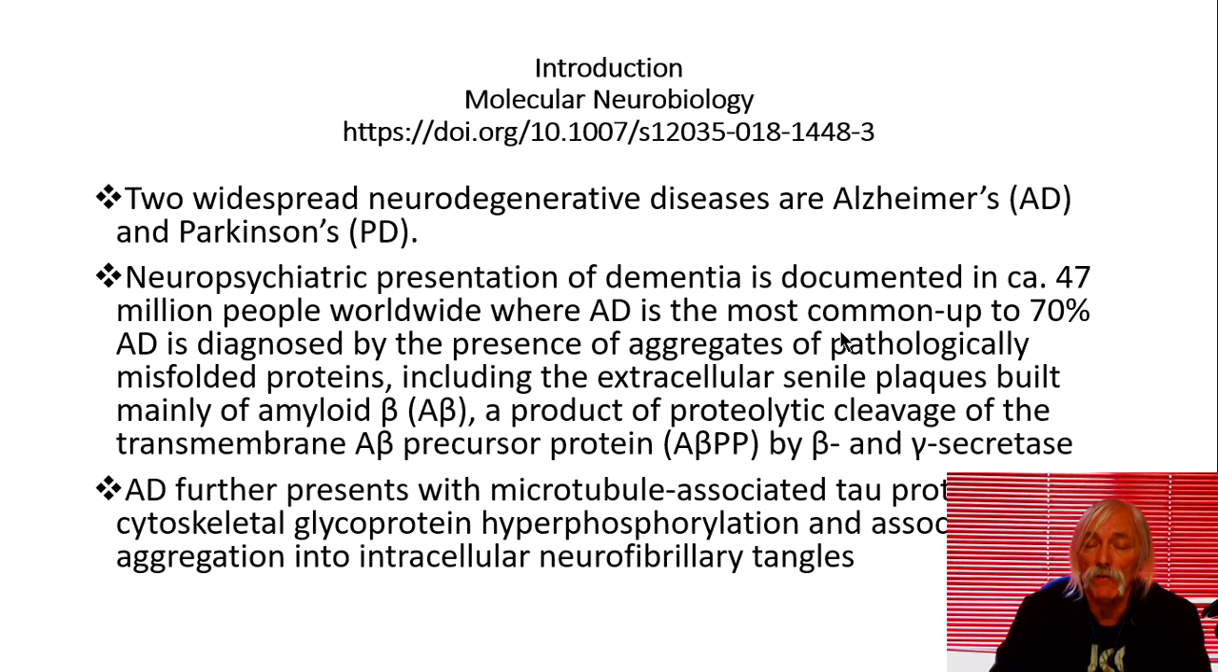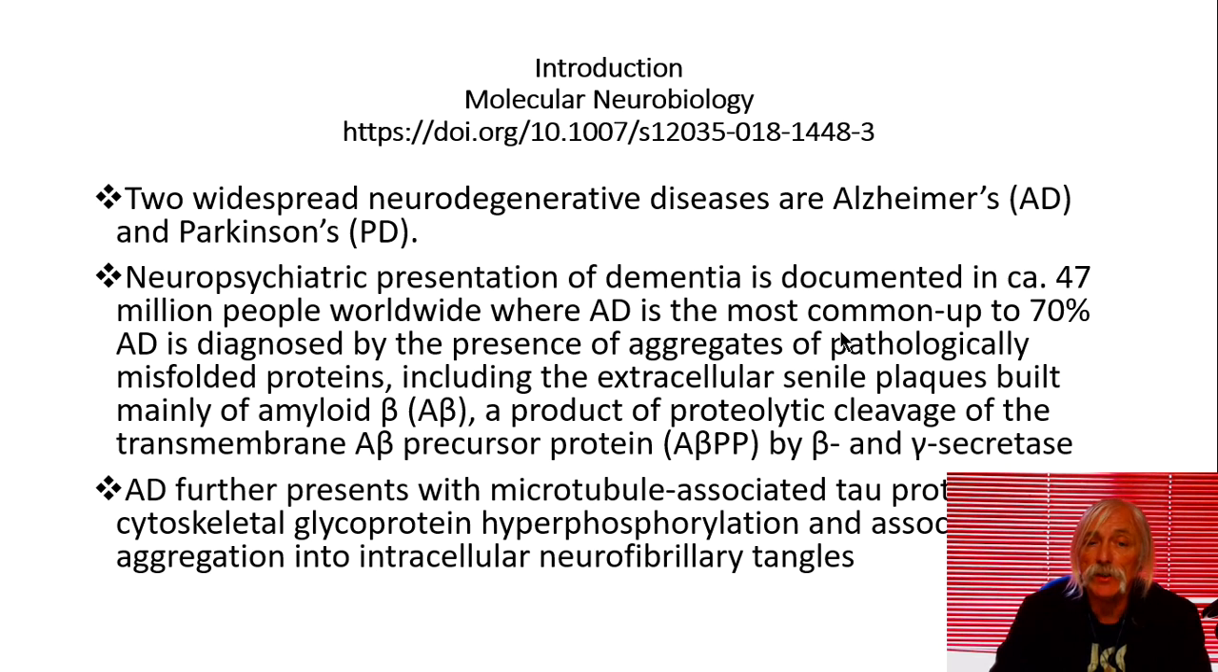Now the 2 that you've heard of, of course, even if you don't follow science and you're not a medical professional, are the extracellular senile plaques, built mainly of the amyloid beta or A beta protein. And that's actually a product of proteolytic cleavage of a transmembrane A beta precursor protein, or A beta PP. And there's 2 enzymes required to break down that precursor protein to the A beta peptide. And they're called secretases because they're secreted from the cell. And they're beta and gamma secretase.